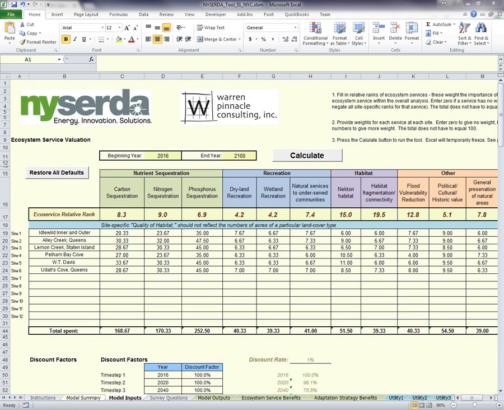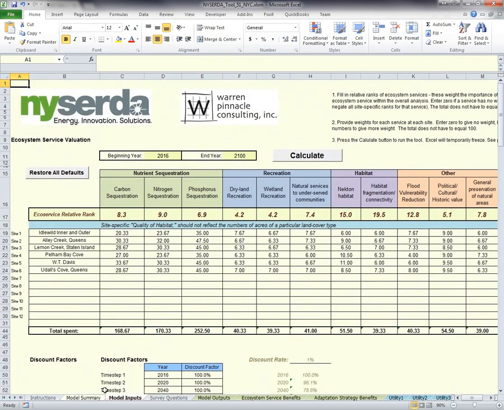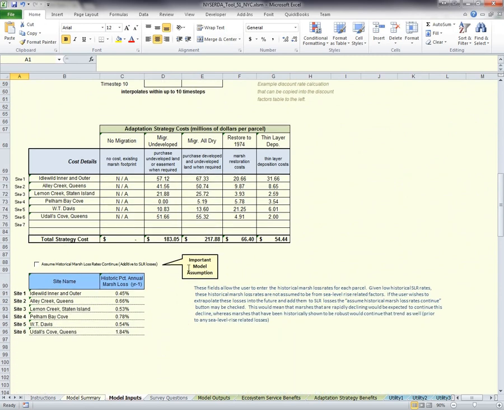So the first thing that it asks us to do is to look at the Assume Historical Marsh Loss Rates Continue box down in the Model Inputs. In the Model Inputs tab, you can scroll down to the bottom, and you have this box suggesting this is an important model assumption. It does have significant effects on model results, but you can assume that historic marsh loss rates continue and that they're actually additive to sea level rise losses. There's a little bit of information to the right here if you would like to read more about that.